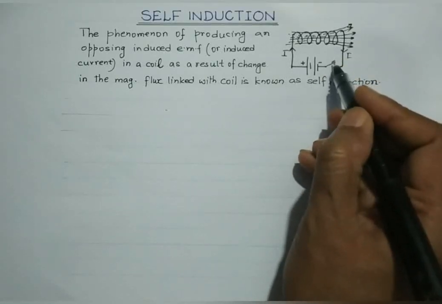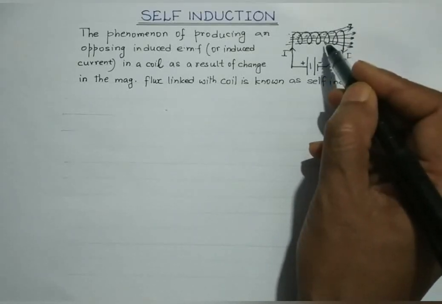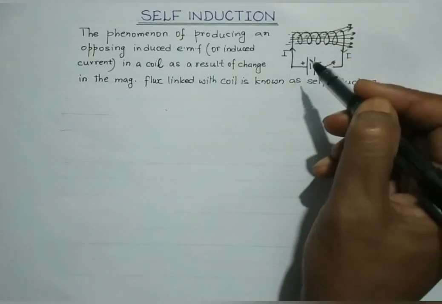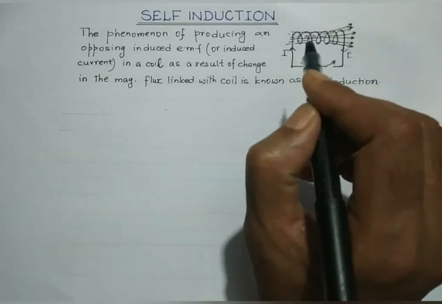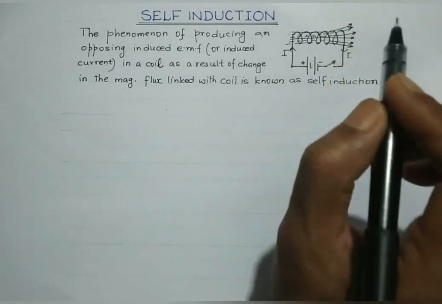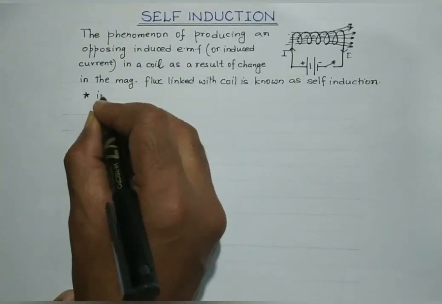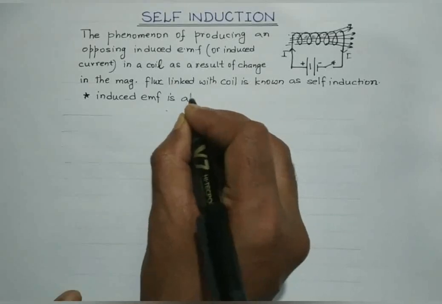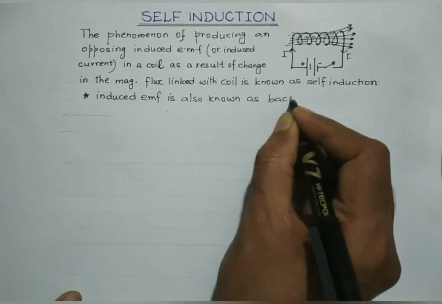Similarly, when the tapping key is released, these magnetic field lines will start winding up. As a result, the direction of the induced current in the coil will be such that it will oppose the decay in the current through the coil. So in both cases, whether the growth of current or the decay of current is considered, the induced EMF is always of opposing nature, right? So that is the reason why this induced EMF is also known as back EMF.